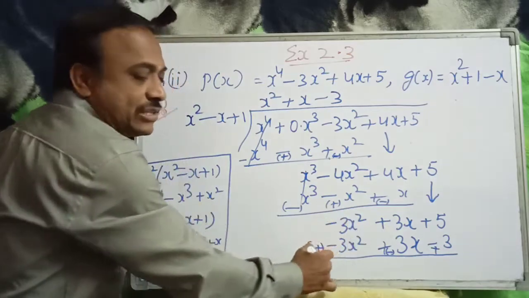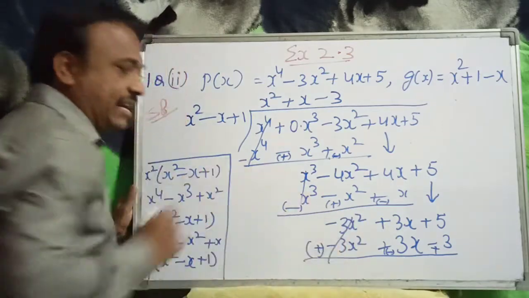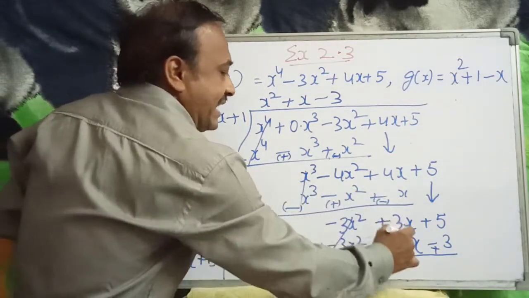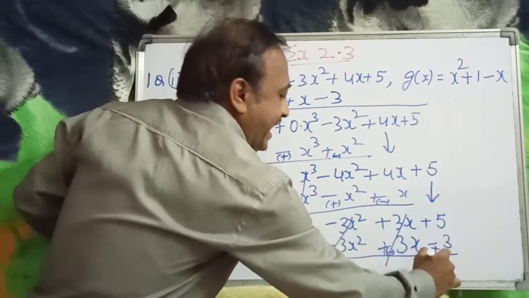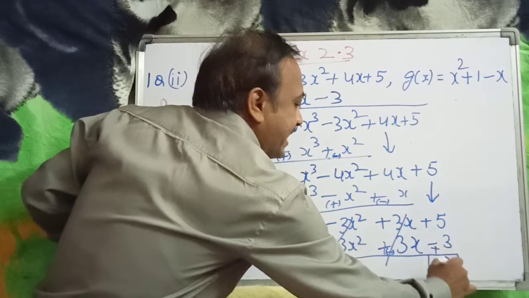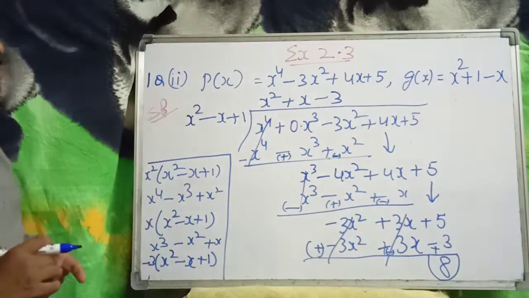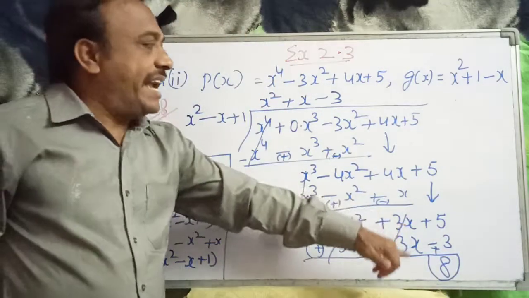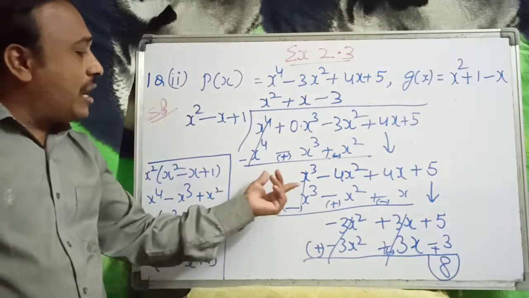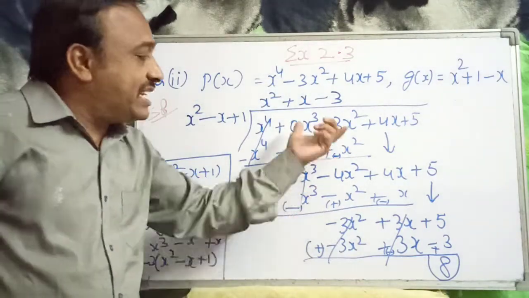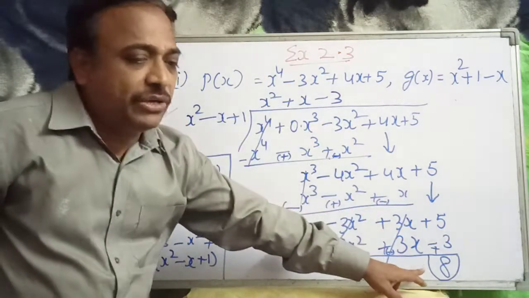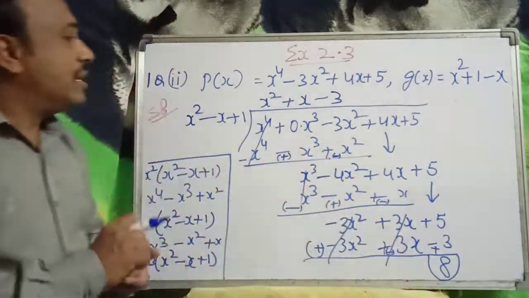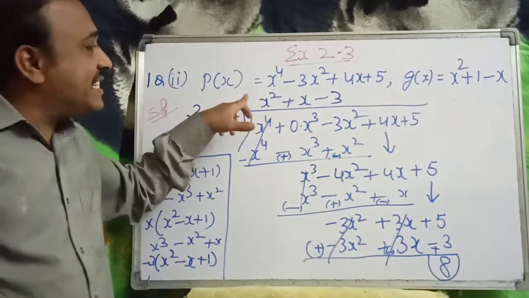So minus 3x square plus 3x square cancel, plus 3x and minus 3x cancel, and you have the remainder plus 5 plus 3 together is 8. So the remainder we obtained here is 8. While dividing and subtracting you have to check the signs very carefully. The remainder is 8, and this is the quotient.